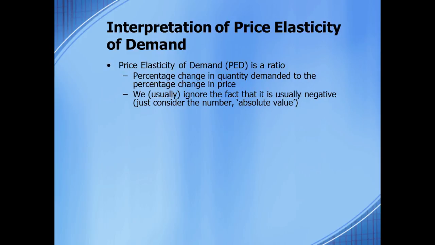The price elasticity of demand is a ratio. It's the percentage change in the quantity demanded to the percentage change in the price. Usually we ignore the fact that it's a negative number, and we just consider the absolute value. So the number is always negative, but we do not generally show the minus sign.